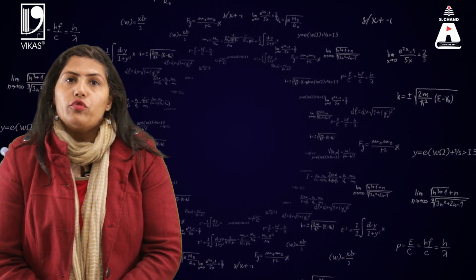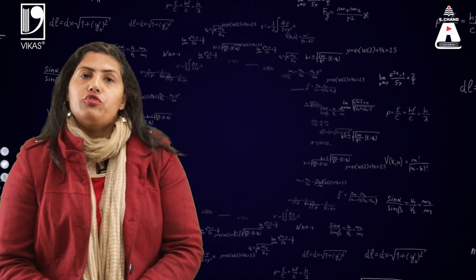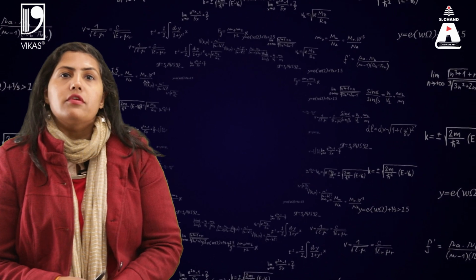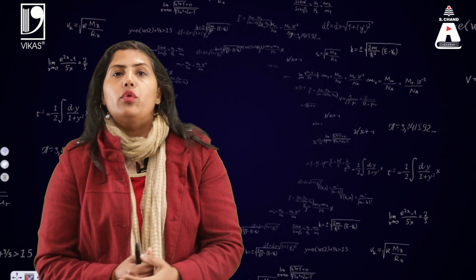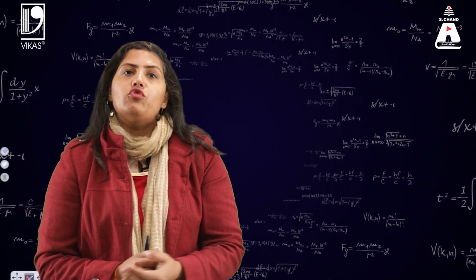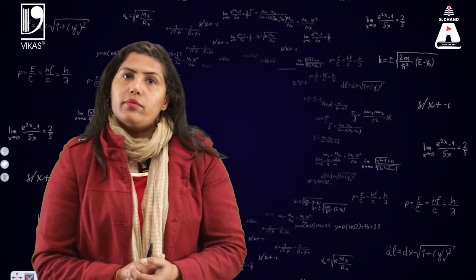Curl and divergence of a vector. Curl gives us rotation and divergence gives us flow at a particular point. How much is the flow at a particular point? So to understand this, we should be learning curl and divergence of a vector.